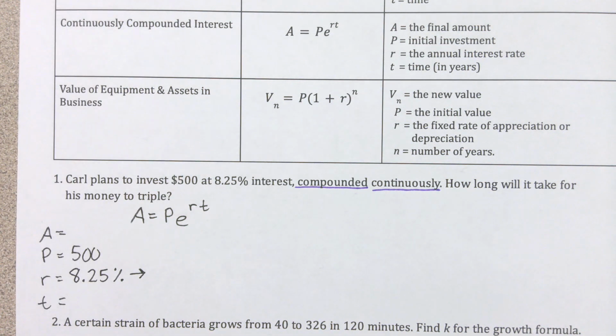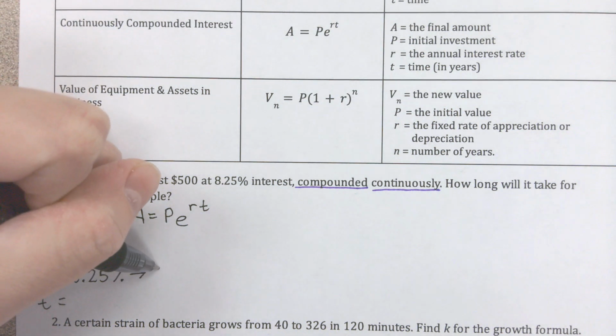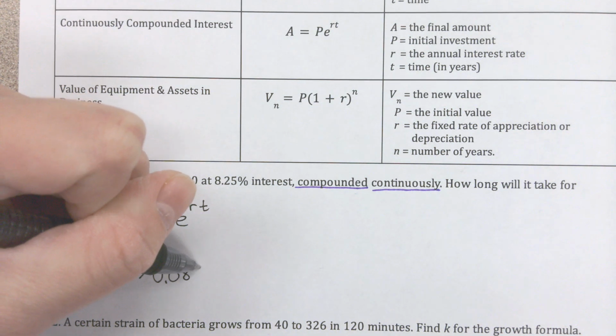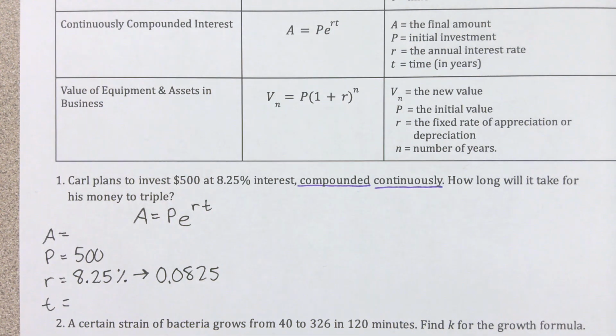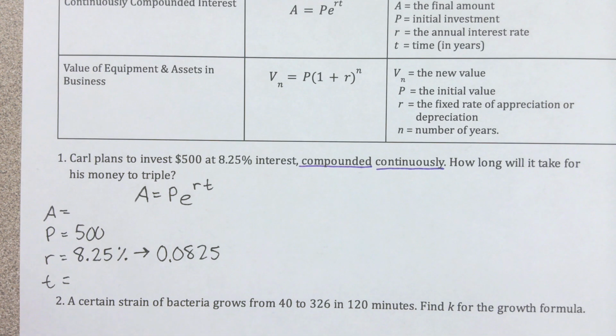Hopefully you are aware that we never plug a percentage directly into the equation. What do we do instead? Yes, what is this decimal? 0.0825. Yes. Move the decimal back 2 places to the left. That is the number we'll be plugging in.